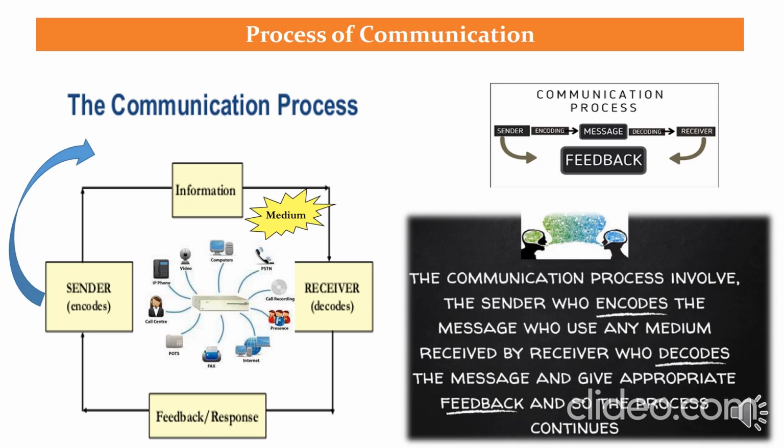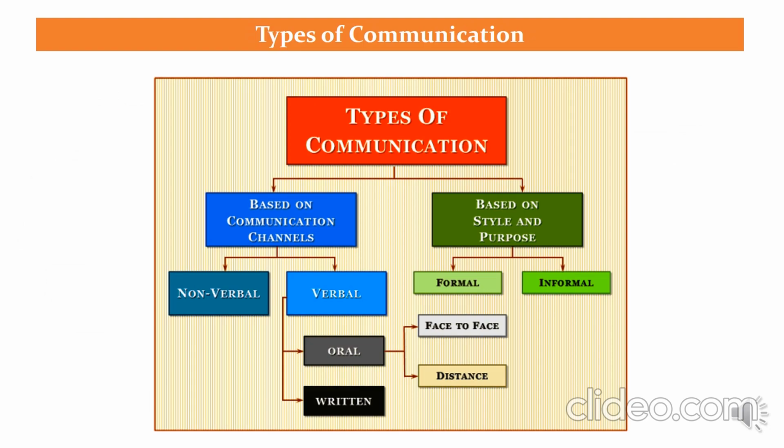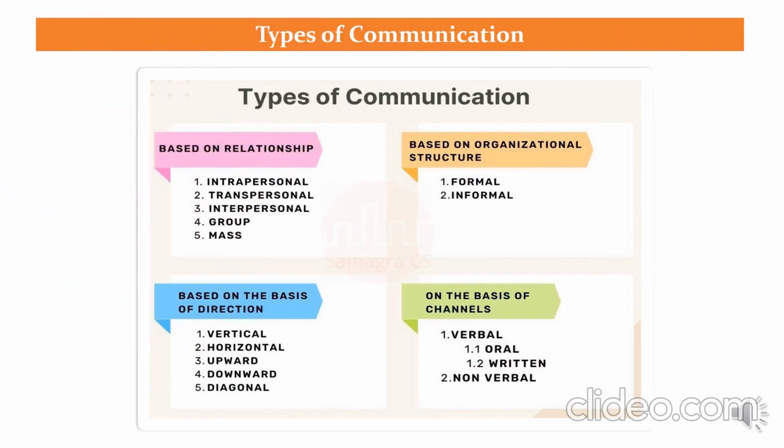While communicating, we use direct face-to-face interaction or other means like letters, telephones, mobile phones, computers, email, and other media like mass media and social media. For example, WhatsApp, Facebook, Twitter, etc. Nowadays we are using WhatsApp, Facebook, Twitter and other social media to make our communication much easier. So these are some of the means or ways of communication based on channels, purpose, organizational structure, direction, and relationship, etc. So let's see them one by one.